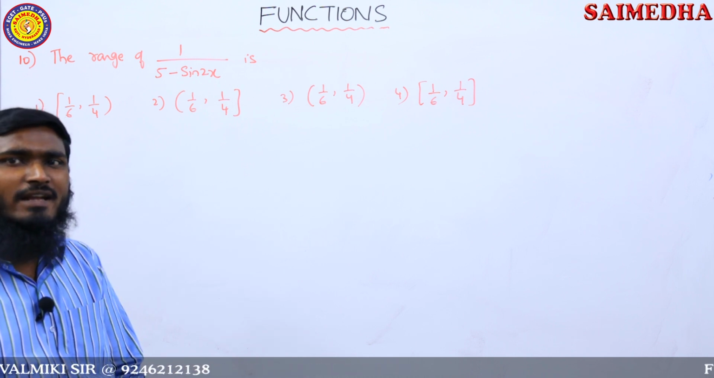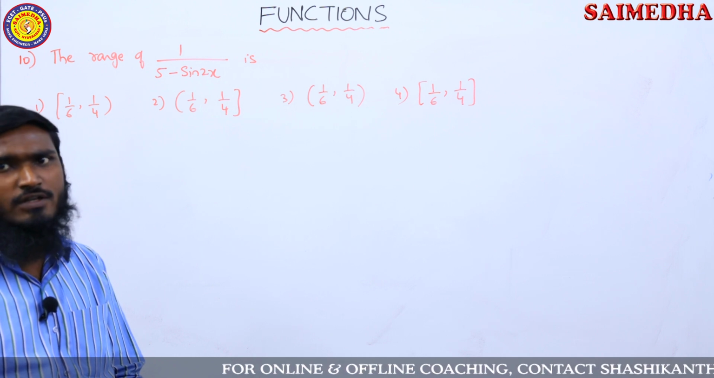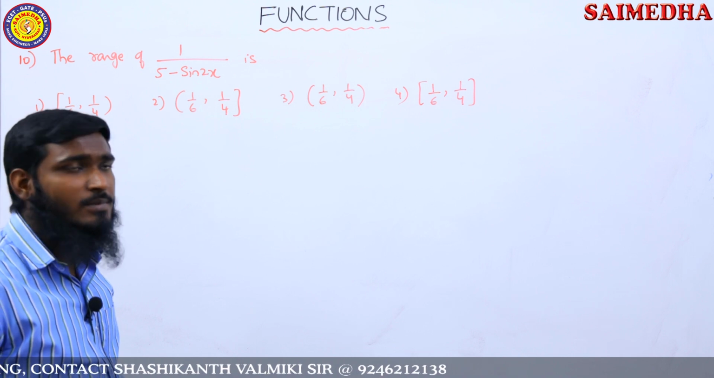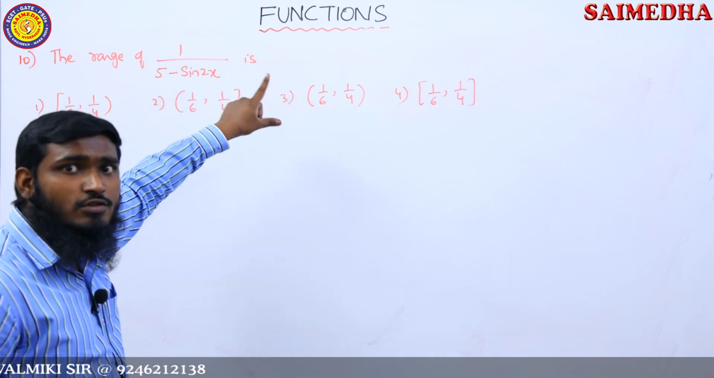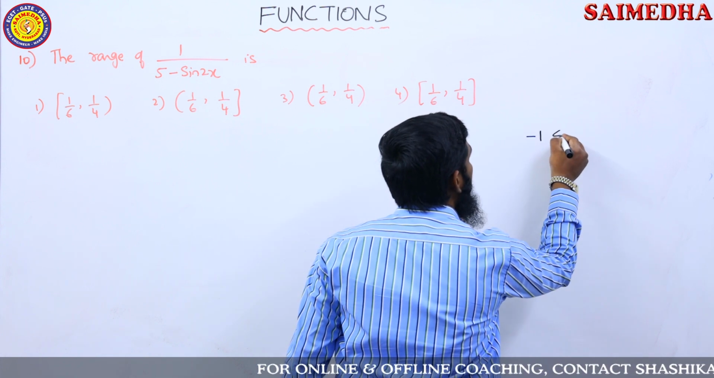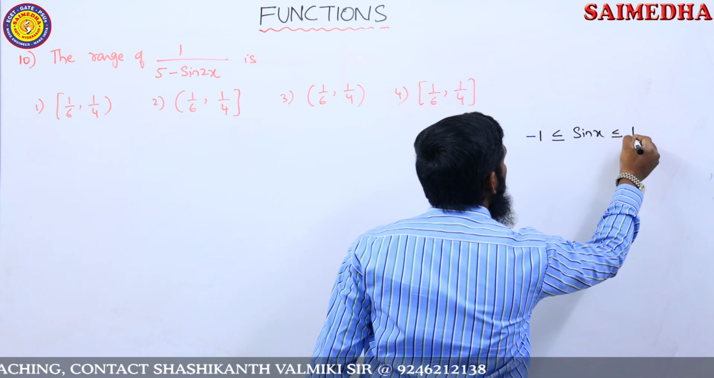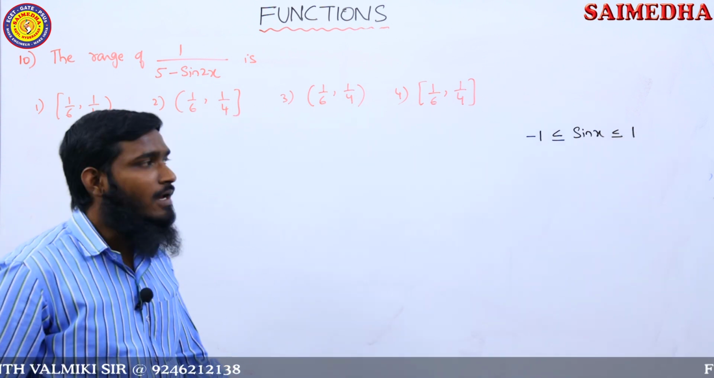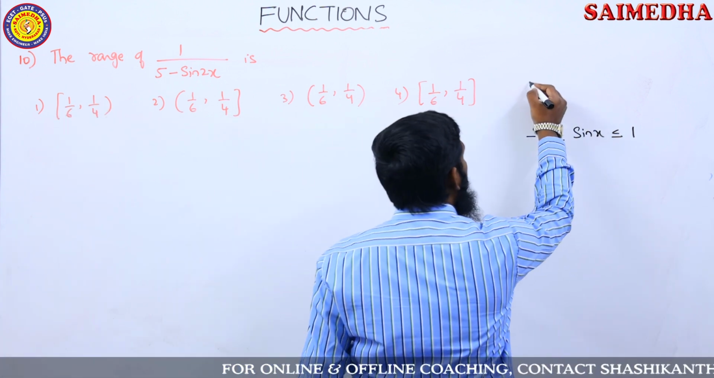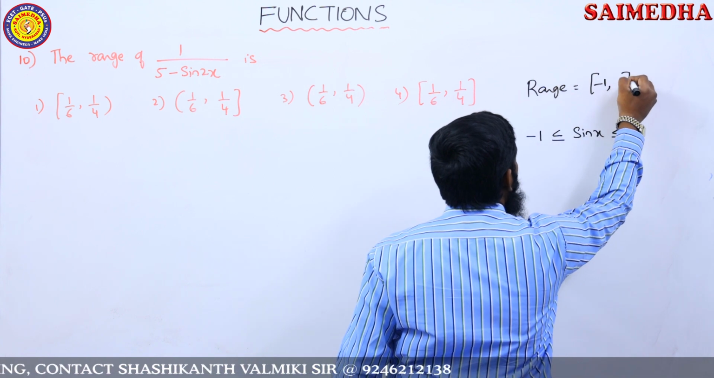So how can we find the range? Actually, we have the standard range of the function. What is the standard range of the sine function over here? The range of the sine part is minus 1 less than or equal to sin x less than or equal to 1. Because the range of sin x is equal to [minus 1, 1].